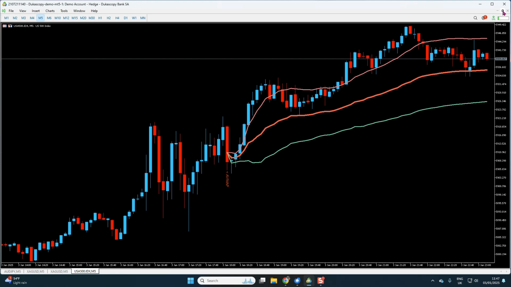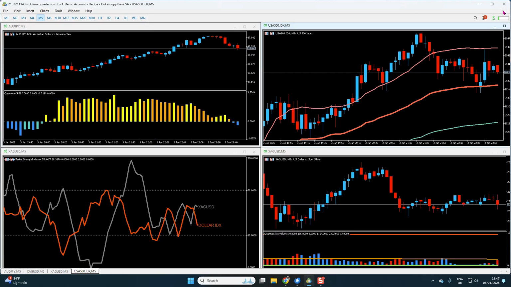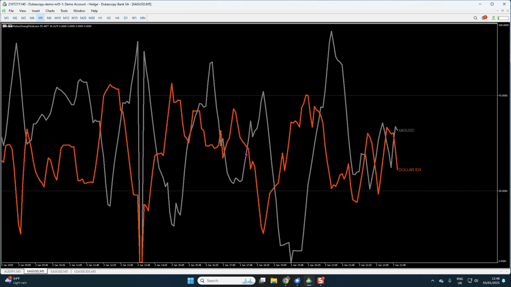Bottom left, we have the MSI, the market strength indicator, which, as its name suggests, is a market strength indicator. And what I've done here is I've applied it to the gold chart. So we have the gold, which is gray, and we have the orange, which is the dollar, because typically, the dollar will move inversely to a commodity.